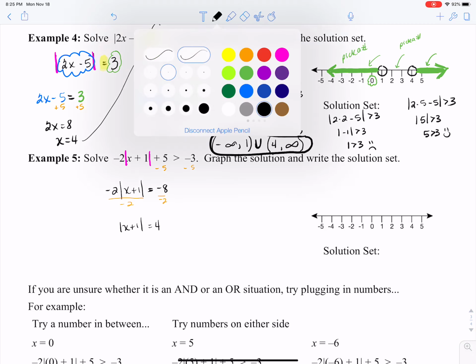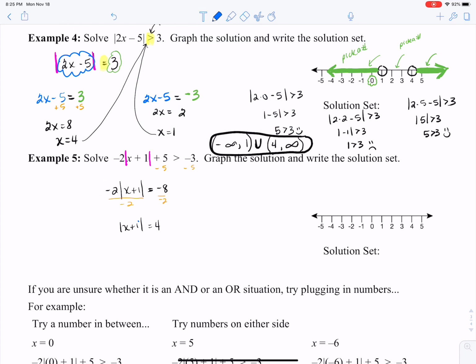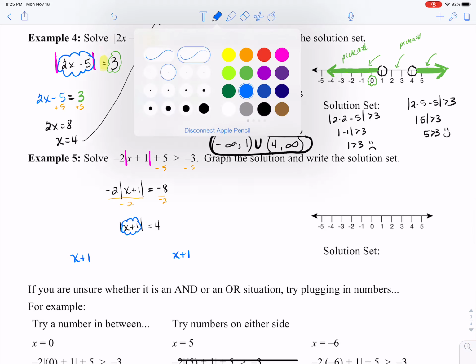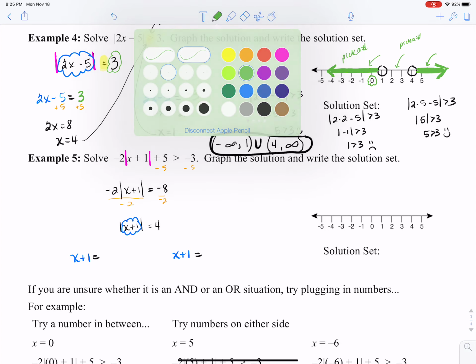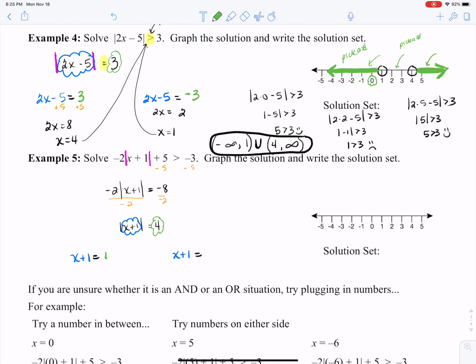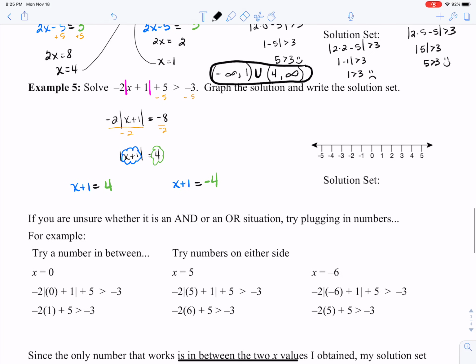And now we're ready to take out the contents. So, I'm going to take out x plus 1. Don't change it. We are going to set it equal to the positive version of the number over here. We're going to set it equal to the negative version of the number over there. Solve them. 3 and -5. Circle them.